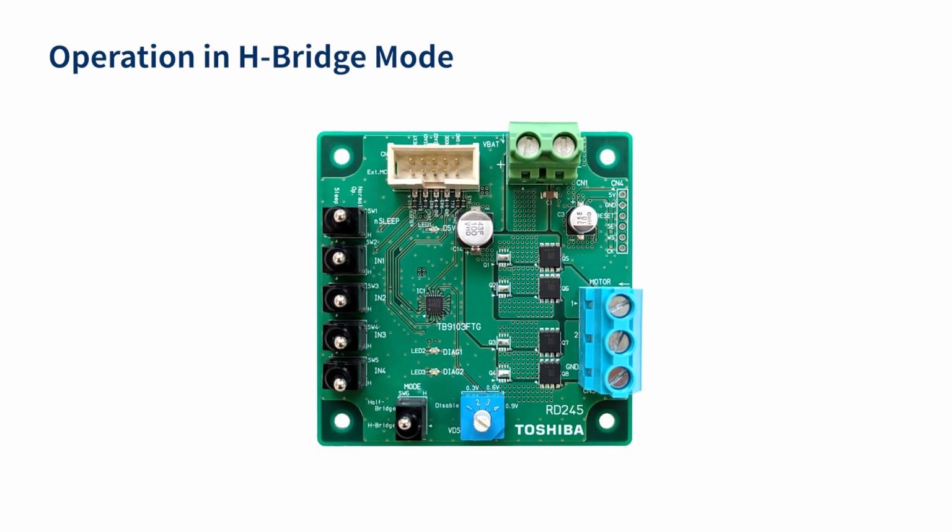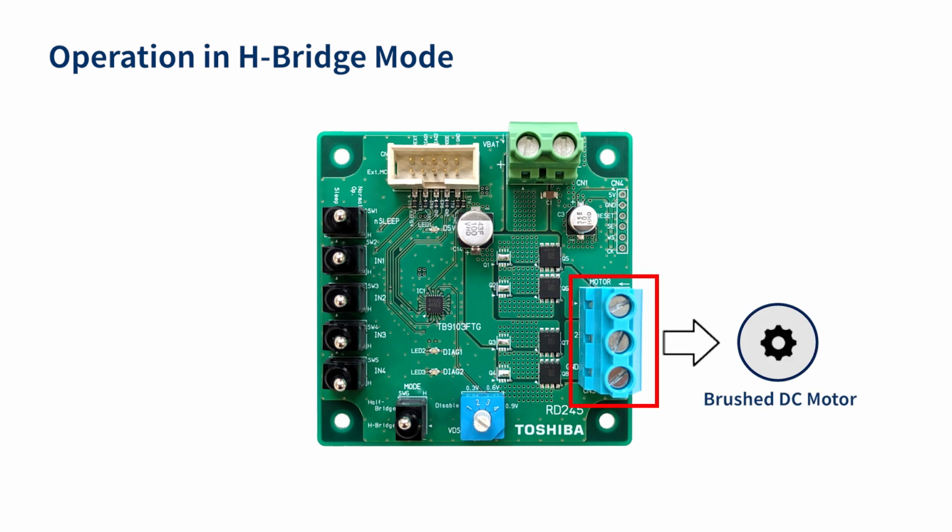The operation of this design in H-bridge mode is explained here. Set switches SW1 to SW5 to low to disable motor operation. Set mode signal to low to select H-bridge mode. Connect a brushed DC motor to terminals 1 and 2 of CN3 connector. Connect the DC power supply to CN1 connector.